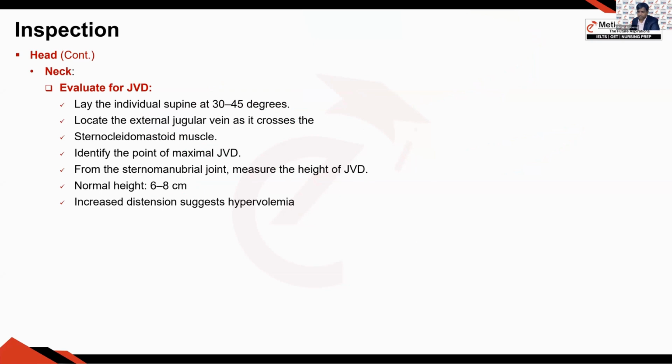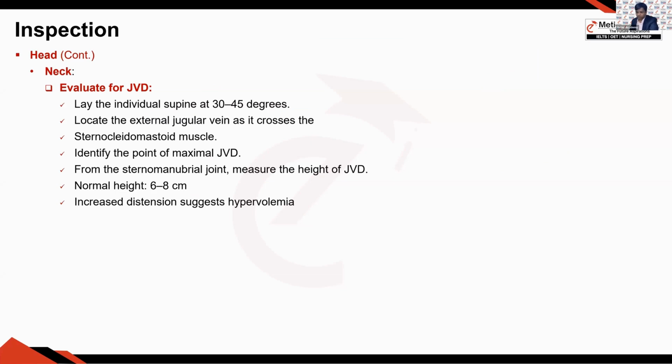Okay. So increased distension, you know what the problem is. This is an MCQ. JVD distension, we studied in congestive heart failure, increased jugular vein pressure. JVD is increased where? Hypervolemia, congestive heart failure. If it is decreased, maybe hypovolemic shock normally.